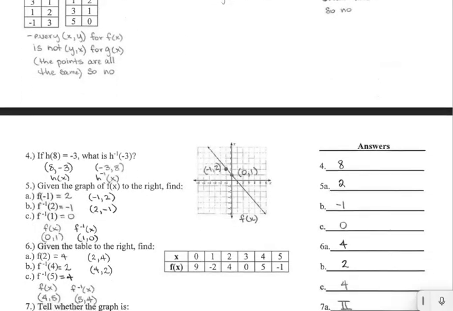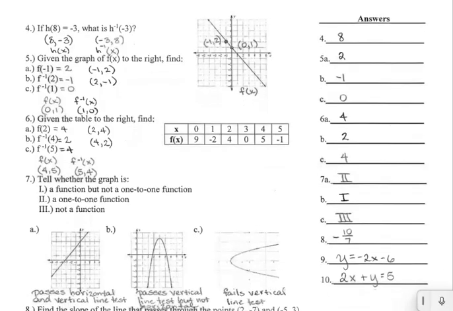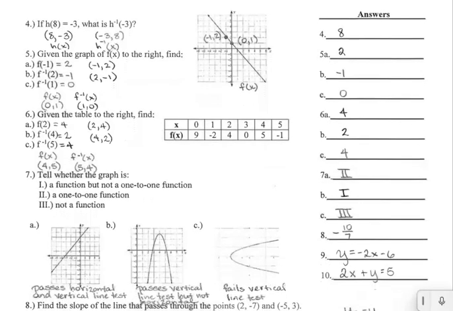All right, then for number 4, they asked me if h(8) is equal to -3, then what's the inverse of -3? So remember, this is our notation for inverse right here, this h to the -1. So if I have the ordered pair (8, -3) for the original, then for the inverse, x and y switch places, that would be the point (-3, 8). So when I plug -3 into that inverse, I'm going to get 8.